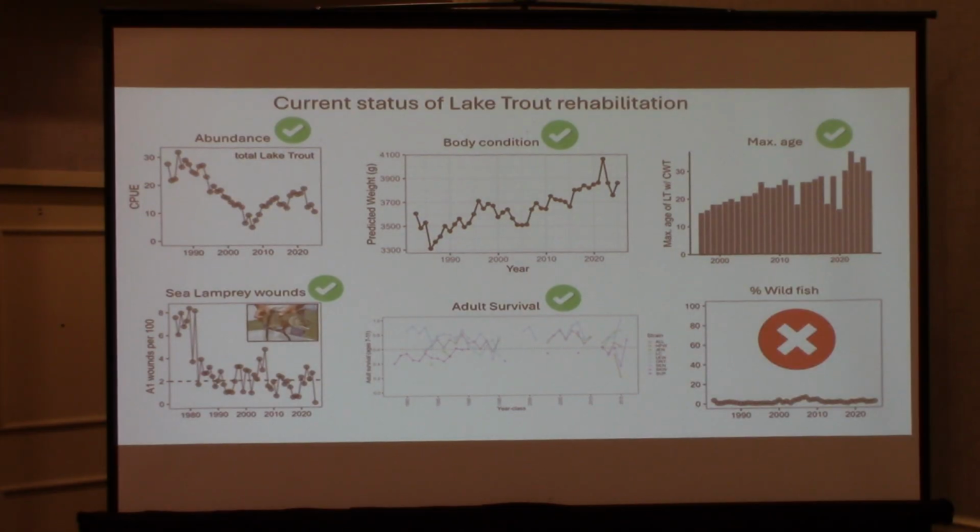But the enigma for us is, why are we seeing substantial recruitment of wild fish? This is a graph of wild fish among adults. I think the highest point was about 6%, but overall it's generally like 1 to 2% in our catches.